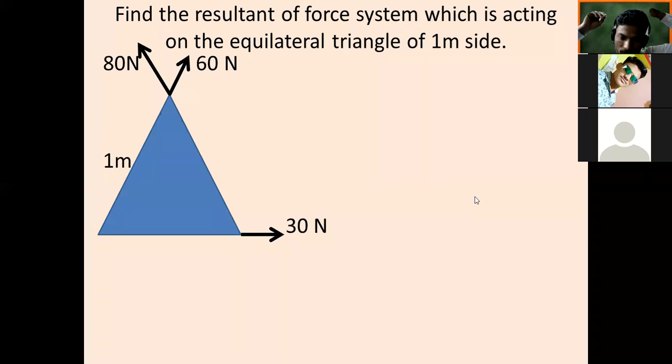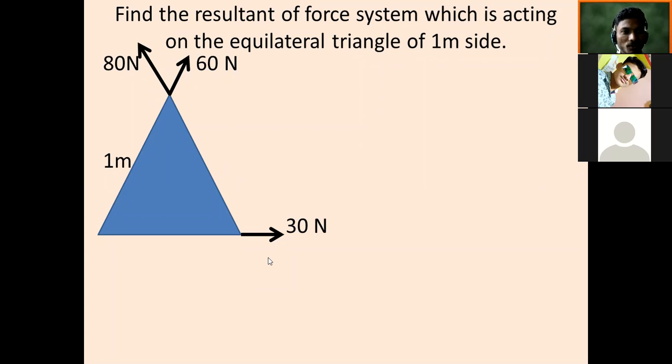Find the resultant of the force system which is acting on the equilateral triangle of 1 meter side, as shown in the following figure. So what is given? Very simple problem. See this diagram carefully. What is the object here? An equilateral triangle. How many forces are applied on the equilateral triangle? Three forces are applied on the equilateral triangle.